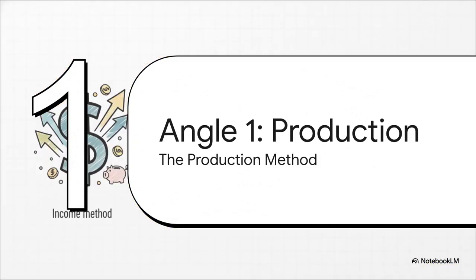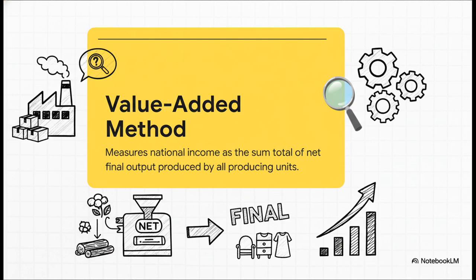Let's start with what feels like the most obvious angle: production. The basic idea here is super simple. If you want to measure an economy, you just add up the value of everything it produces. This is what's officially known as the value-added method. Okay, I know, the official definition sounds a little dry, the sum total of net final output. But the key words to grab onto here are net and final. And those words are crucial because they tell us we can't just go and blindly count every single thing that rolls off an assembly line. Nope, we've got to be way smarter than that to avoid a massive miscalculation.